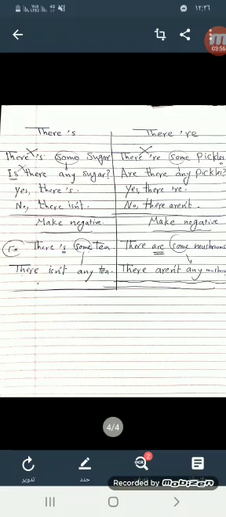Now, how to make negative in this sentence? When I say there are some mushrooms, look at the example. There are some mushrooms. Change are here into aren't. We add not to are. So the sentence will be there aren't any mushrooms, where we change some to any. There aren't any mushrooms.